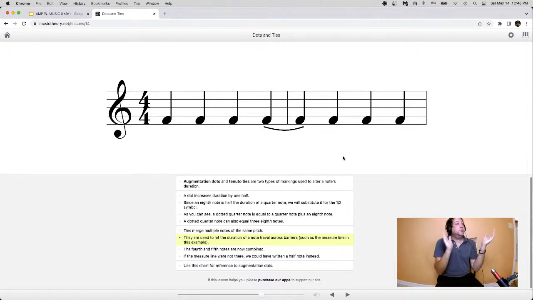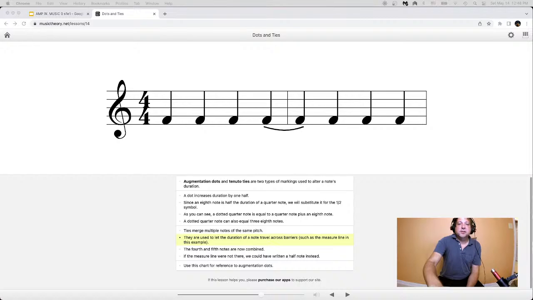Now we're talking about whole steps. A whole step is where you skip that half step and go to the next note. So from note 1 to 3, that's a whole step. Note 1 to 2 is a half step.